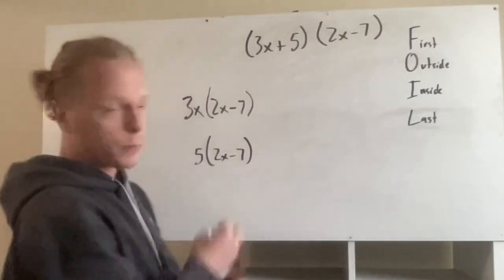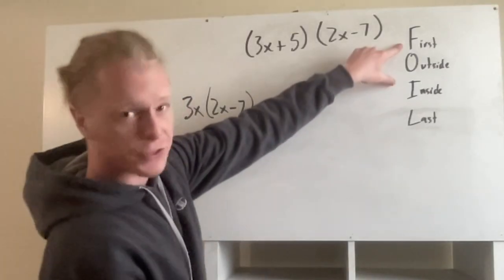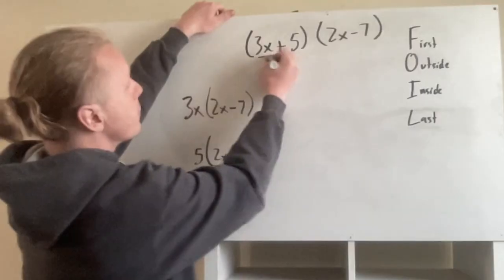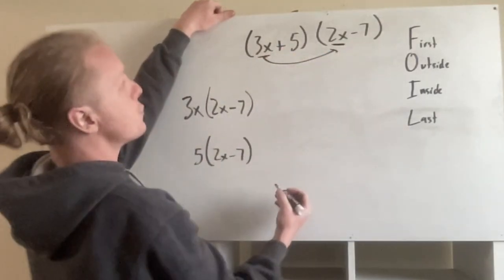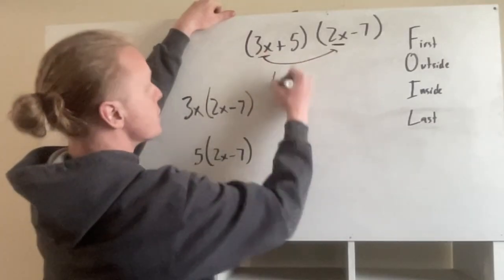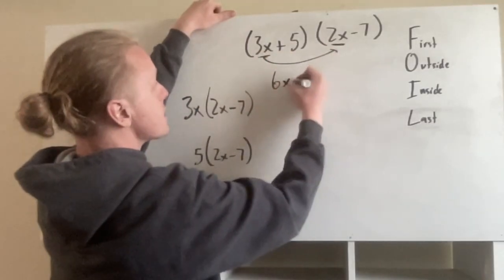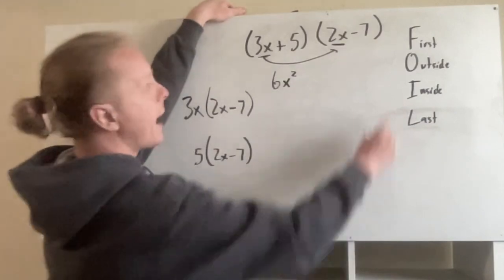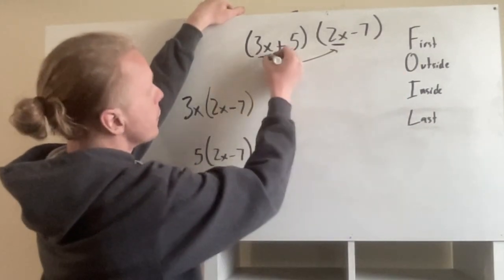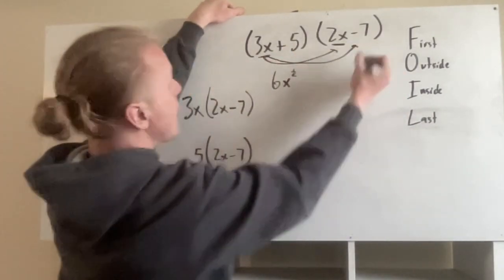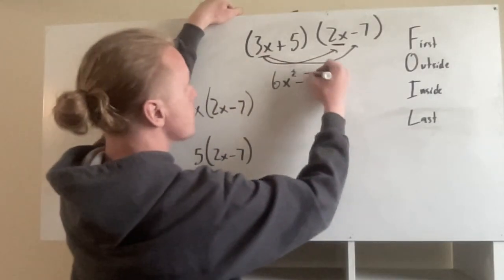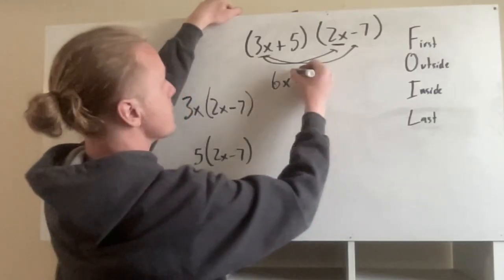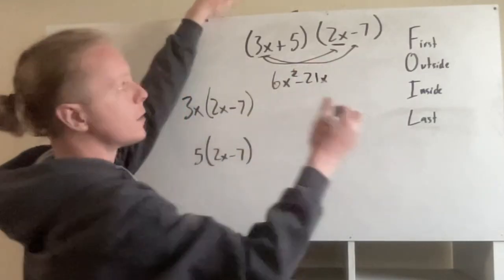Okay? So that's what this process is going to be. When we do the first, we're going to do the first term in each binomial. So 3x times 2x. 3 times 2 is 6. X times x, x squared. Outside, 3x times negative 7. Well, 3 times negative 7 minus 21x. Okay? But let's pause for a second.